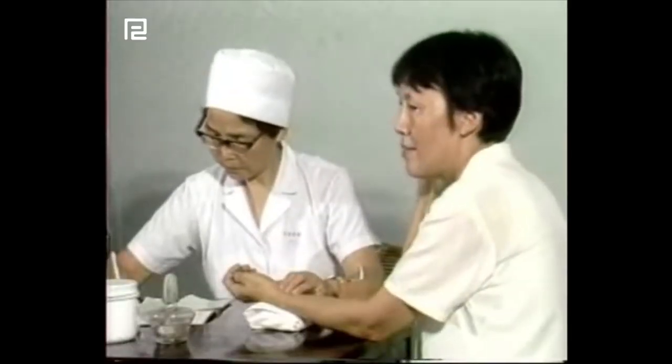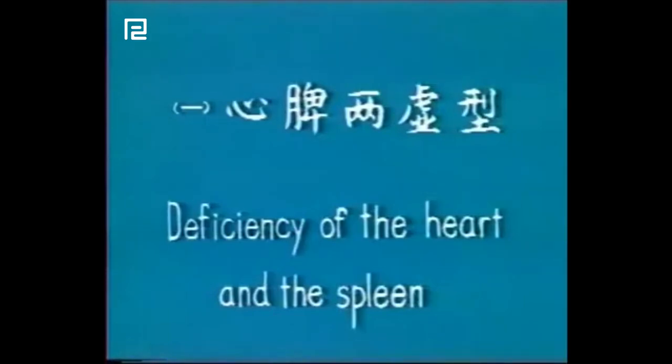There are two types of hysteria. 1. Deficiency of the heart and the spleen. The patient has abnormal facial expressions, accompanied with indifference, palpitation, insomnia, lassitude, and poor appetite. The pulse is slow and thready, and the tongue is pale and has a thin coating.